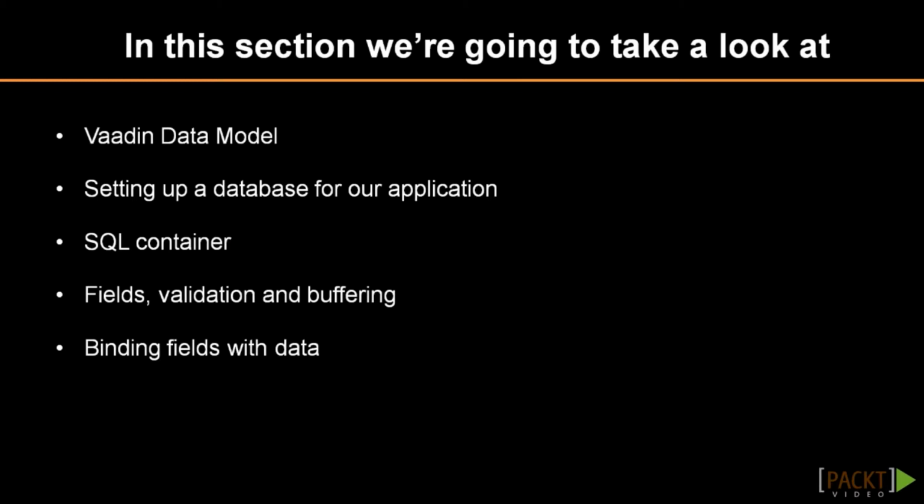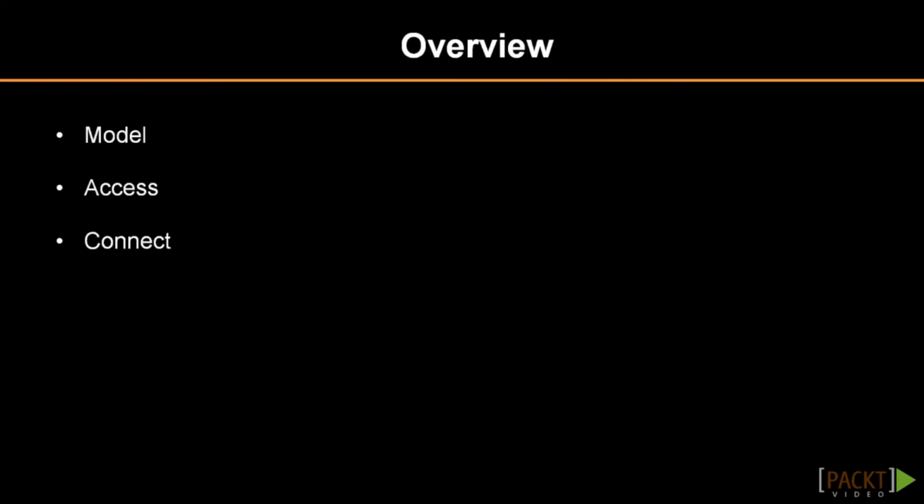Let's get started then. Before we can connect to the database, we need to model the data we would like to store in our application. Then, we need to be able to access that model with Vaadin, meaning that we have to arrange the UI components, views, and the like. Finally, we need to connect the database to store the data.